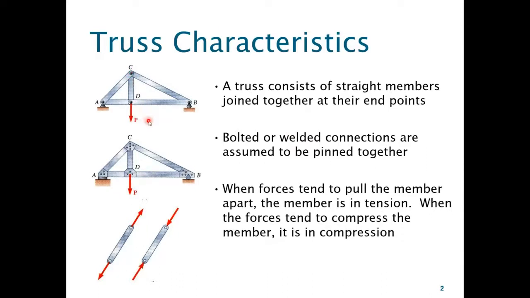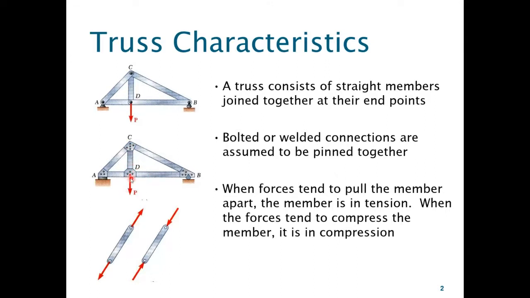Then we apply an external force to the truss through a node. Typically it's through a node, not through a member. And when that external force is applied, it will generate internal forces within each of the different members.